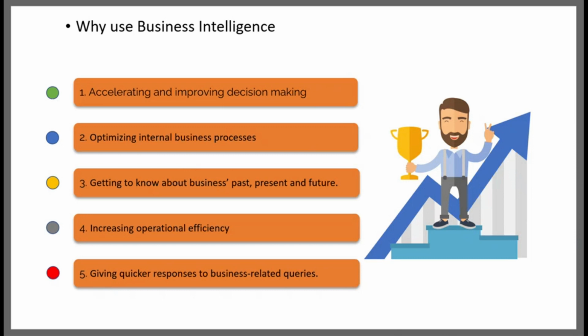So the next one is getting to know the business's past, present, and future. The business trends feature of the BI software is to let one know about the business trends over a period of time, which may include information such as how a certain product was sold, how much was sold, what the quantity was, and what the total sales were.